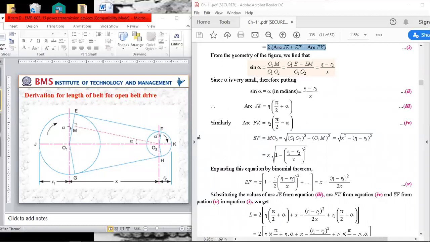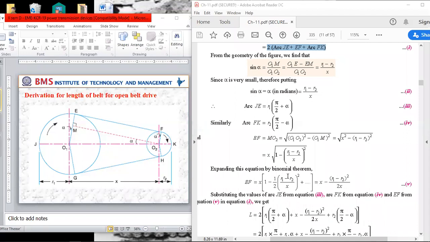Why? Because r1 minus r2, when compared to x, is very small. So when it is very small, the division will also become small, and the square of that smaller value will become an even lesser value. So that's why the higher order terms will be neglected in this case.